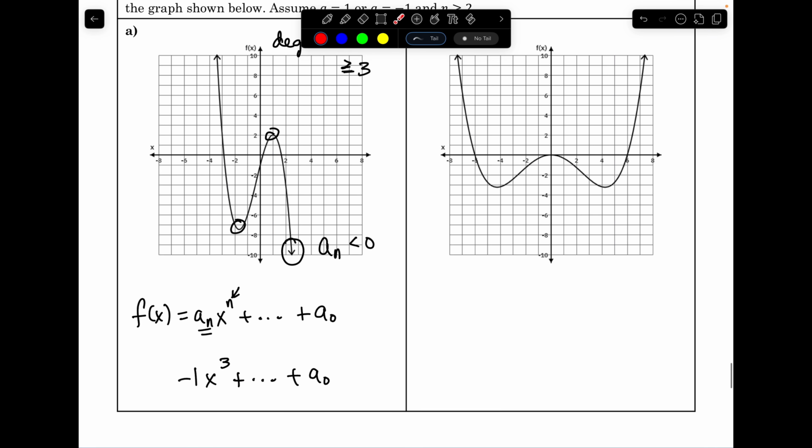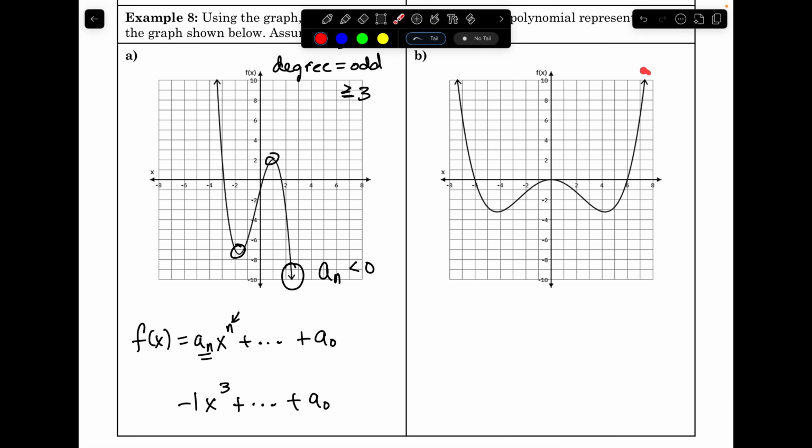So for the other example, same scenario. Since the two ends are pointing in the same direction, I know that the degree has to equal some even number. To figure out exactly what the minimum even number has to be, I'm going to look at the number of turns, 1, 2, 3, and add 1 to that, so I know that the degree would have to be at least 4. It can't be 2, even though 2 is an even number. It would have to be bigger than 2 because of the number of turns.